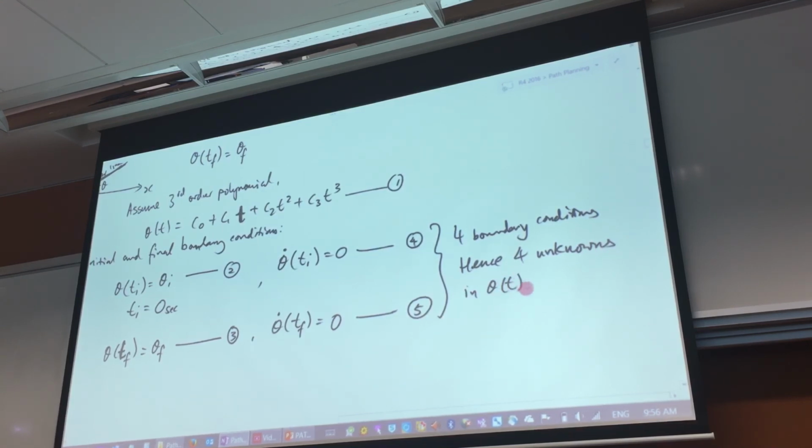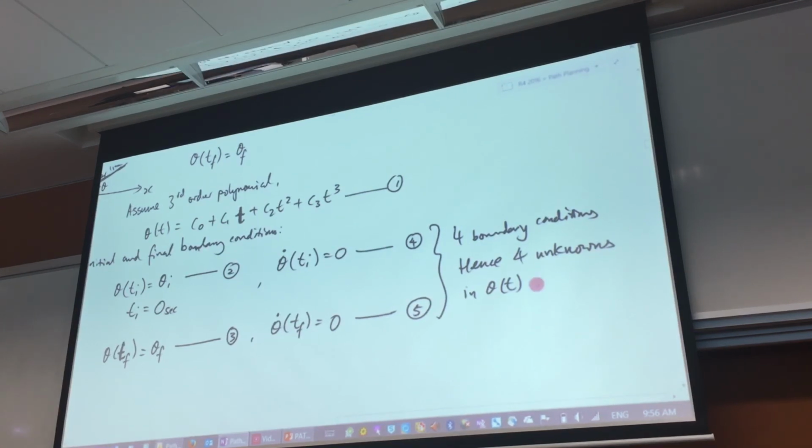4 unknowns in theta t. So theta t is how your angle would move with respect to time. Theta t is defined by this equation over here. So the 4 unknowns will be C0, C1, C2, C3. So because of 4 unknowns, we know that it's a third order polynomial.